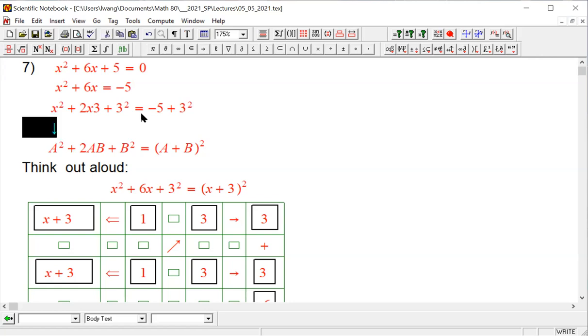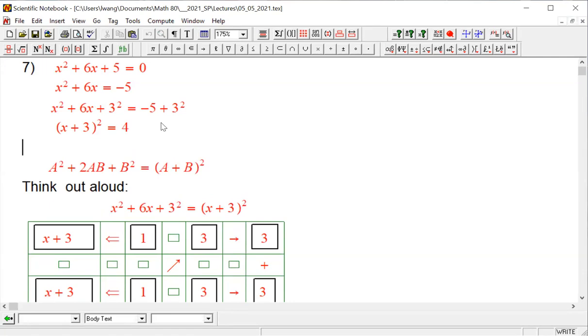So by this time, we have decided the number we're going to add on both sides. From this formula, you can see A is x, B is 3. And x plus 3 squared indeed equals x squared plus 6x plus 3 squared, and we want that perfect square form. So x plus 3 squared equals -5 plus 9, that's equal to 4. Does everybody follow now? Yes?